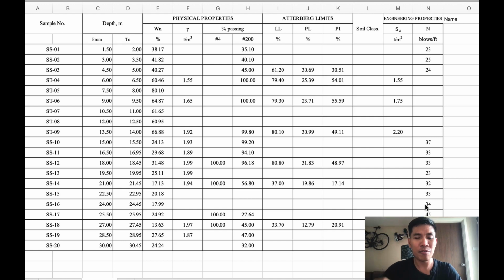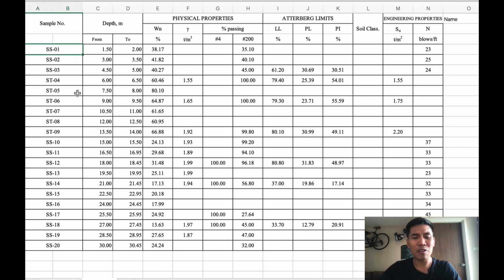Hello, today I will be talking about how we can divide the soil into soil layers. I will give you one example: the boring log or boring report. It's raw data, and I would like you to classify the soil layer by layer.